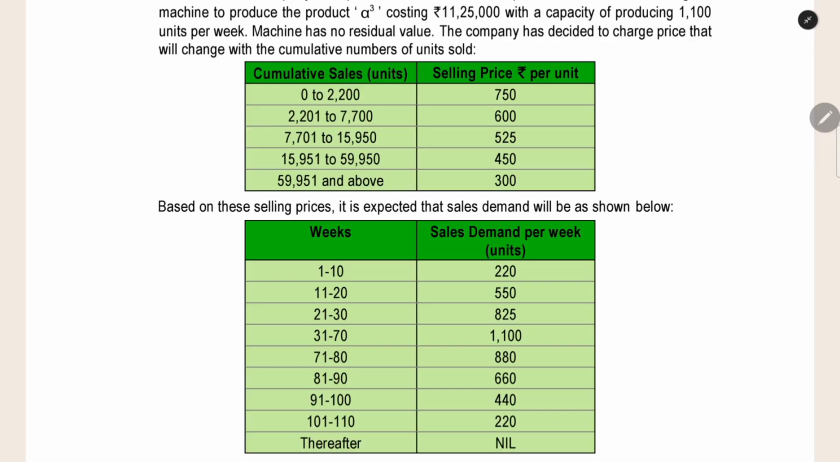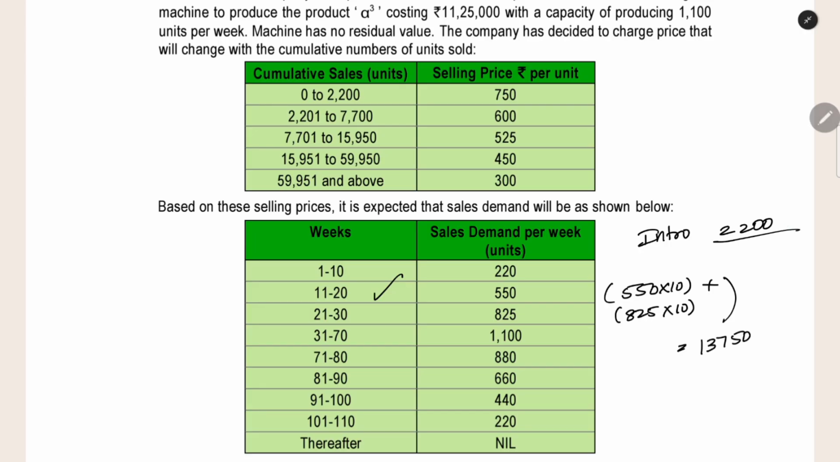In the introduction stage, we sold how many units? 2,200. In the growth stage, how much we are selling? 550 into 10, 11 to 20 weeks plus 825 into 10. This will be the total how much we are selling during the growth stage. We are selling total 13,750 units during the growth stage. Already we sold 2,200 in the introduction stage. In the growth stage we are selling this much. So totally how much we sold? Totally we sold 15,950 units.